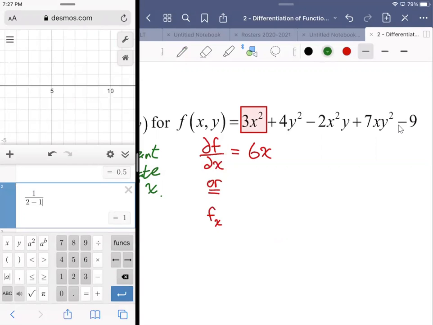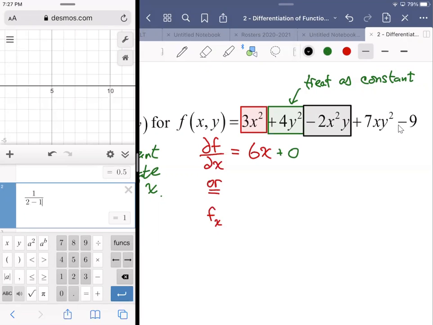This next part is the first interesting thing here. Here, let me just make a decent looking rectangle. We're going to treat this as constant. Because we're holding y constant, which means any term that's exclusively made up of y's, no x's, is going to be constant. Derivative of a constant is equal to 0.